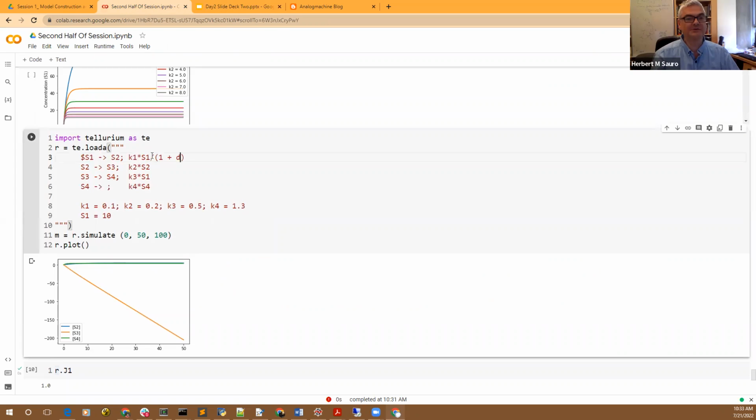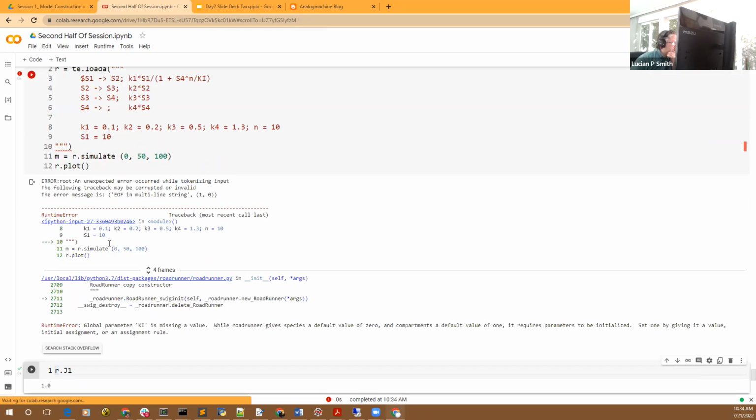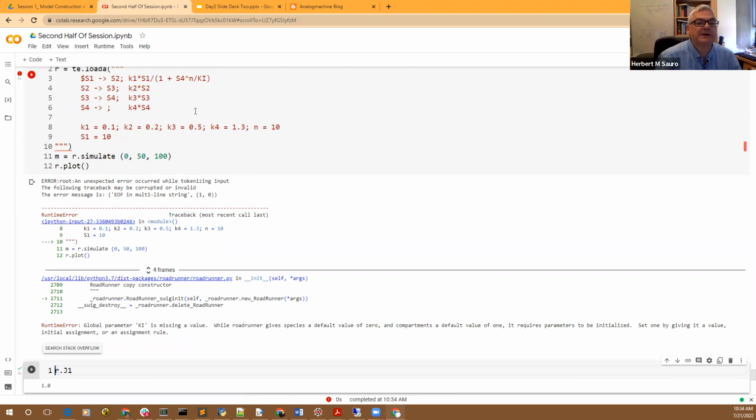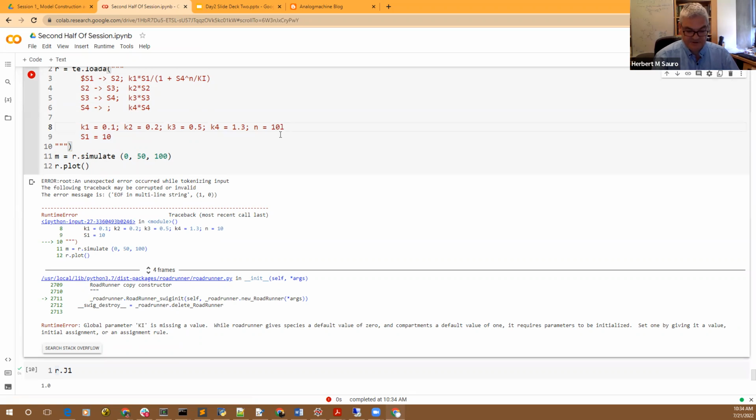So what I'm going to do is change this model so that there's negative feedback coming back from S4. I'm going to put a Hill coefficient on this, and I need to change that to S3. Let's set n equal to 10. Okay, let's see what happens. No value for Ki, so let's give that a number.